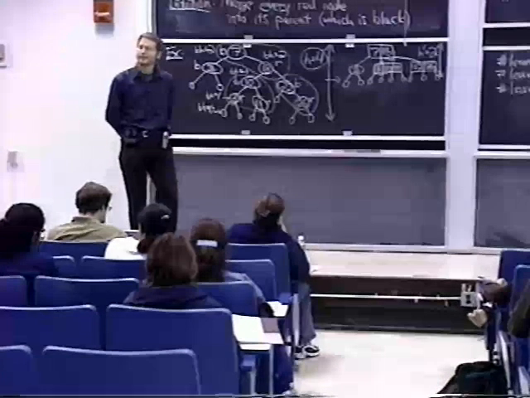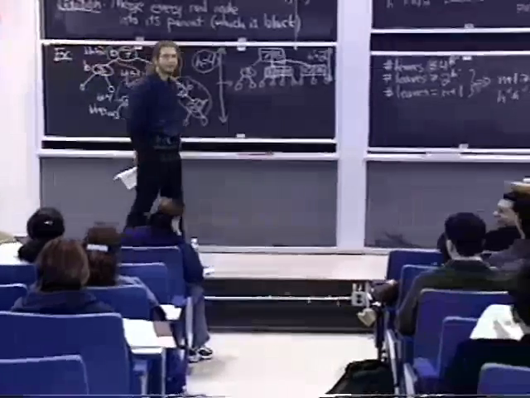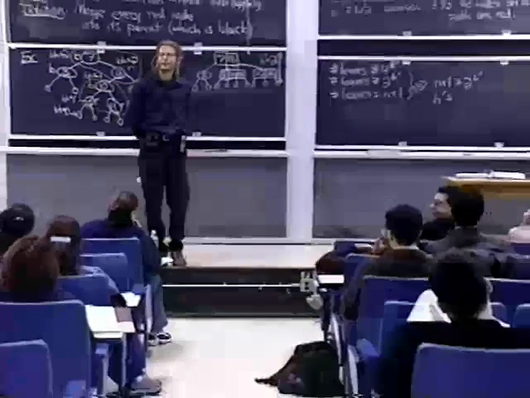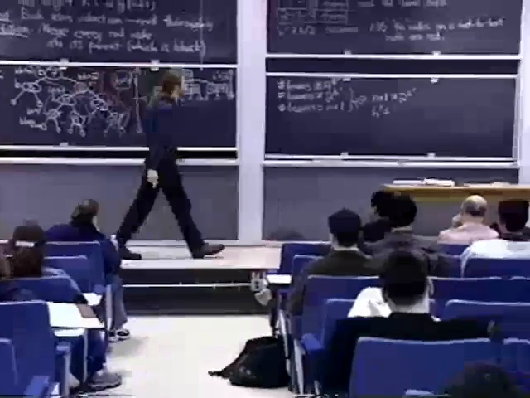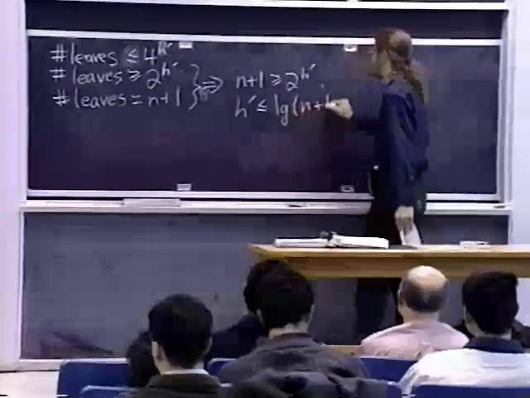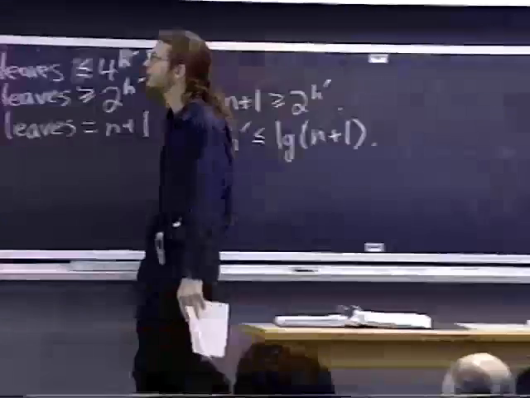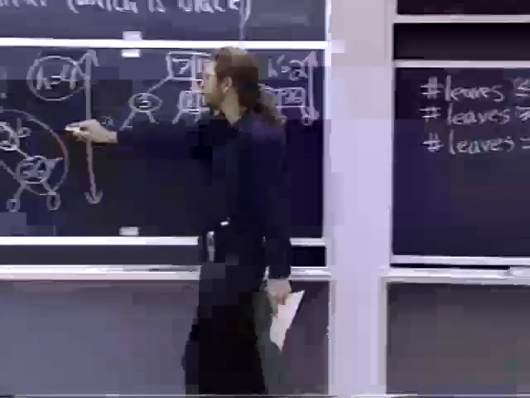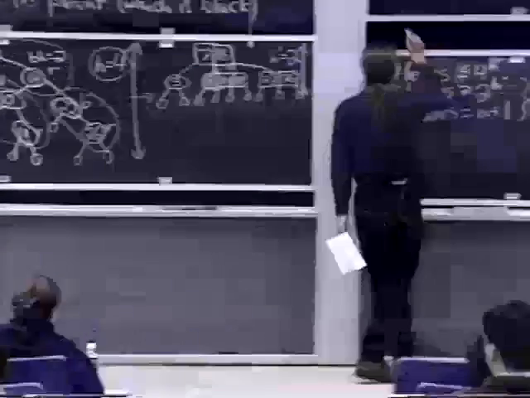Any ideas? Just need to manipulate what we have already. Log of n plus 1, right. Good. Okay, that's h prime. But what we really wanted to know about was h, the height of the original tree. Okay, but we know a connection between h and h prime, which is this.